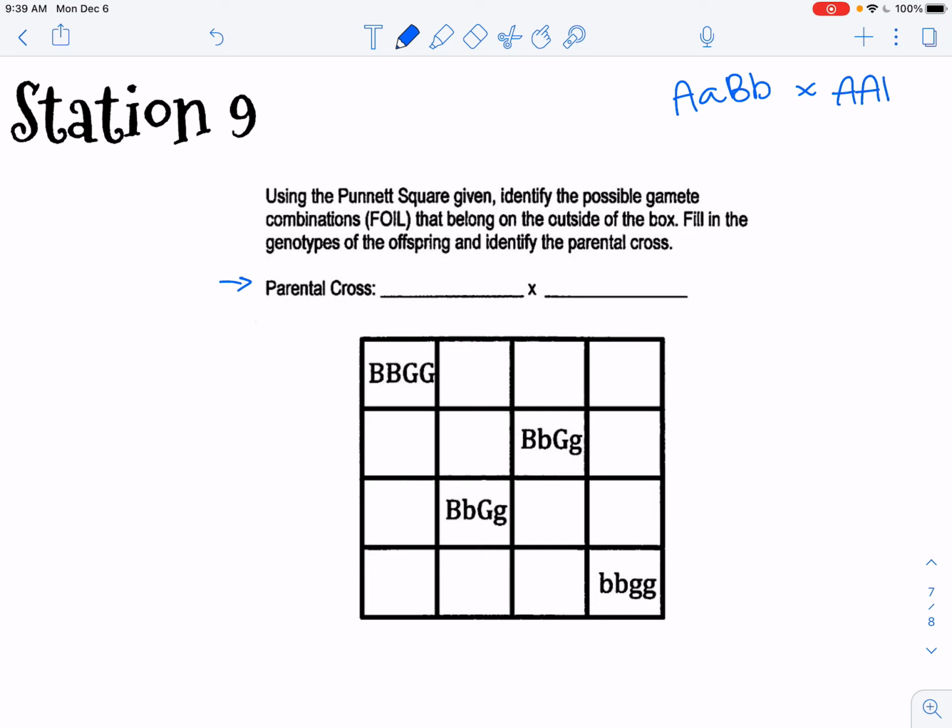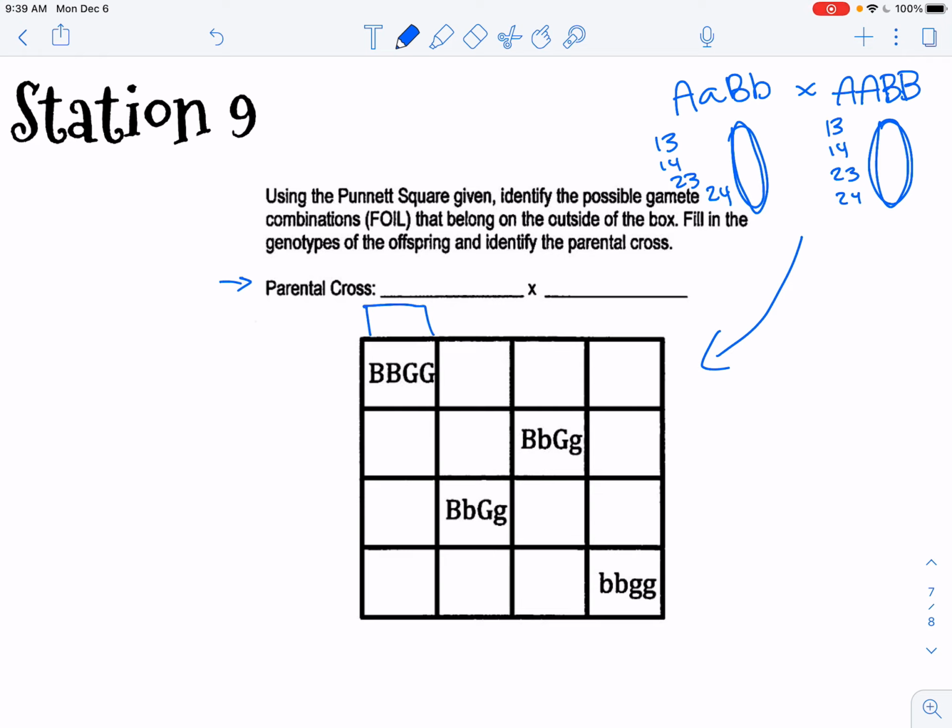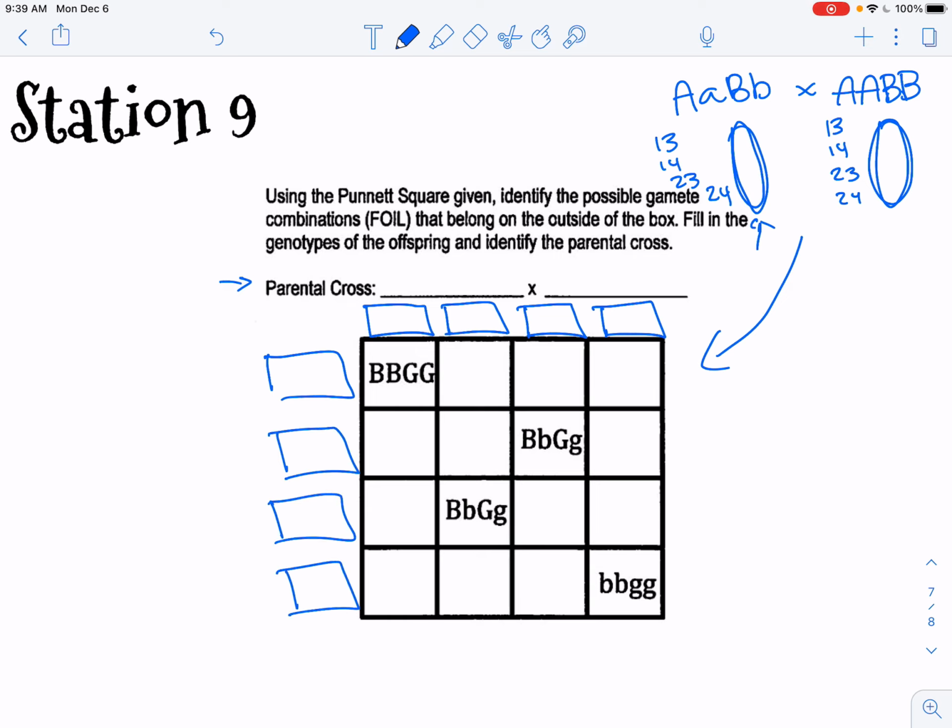When you have parents, the first thing you have to do is FOIL them, right? That's called 13, 14, 23, 24. And then we get some letters here, and we get some letters here, and then that's what we're going to put onto the square. So essentially, what I'm telling you is that on top of each of these squares, like what would go here, or here, or here, or here, are these gametes that we find, right? That's what's going to go here and here and here and here. And that's what I'm trying to get you guys to get from this question.